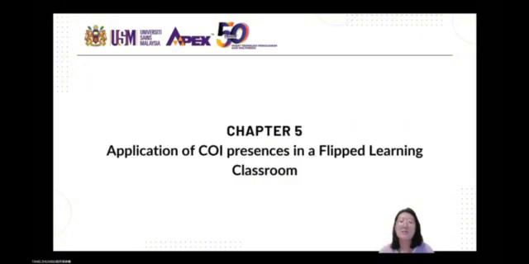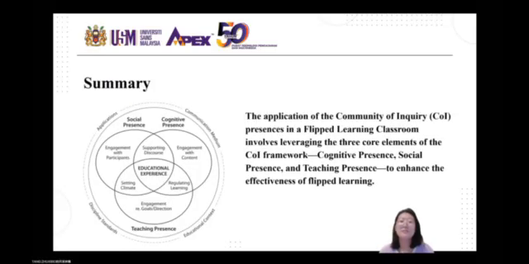And then the chapter 5, application of COI presence in a flipped learning classroom. The application of COI presence in a flipped learning classroom involves leveraging the three core dimensions of the COI framework: cognitive presence, social presence, and teaching presence to enhance the effectiveness of flipped learning.